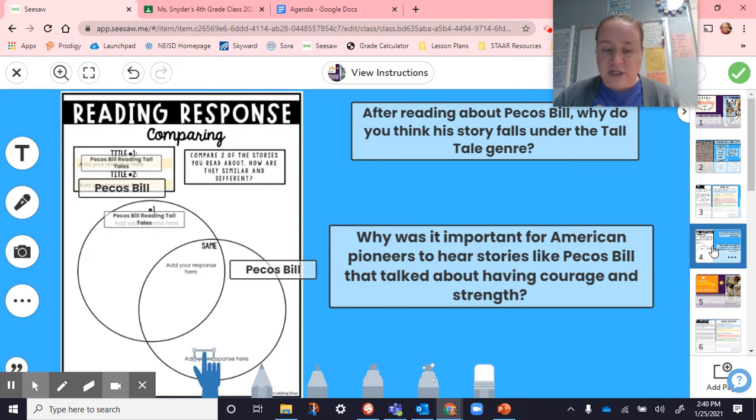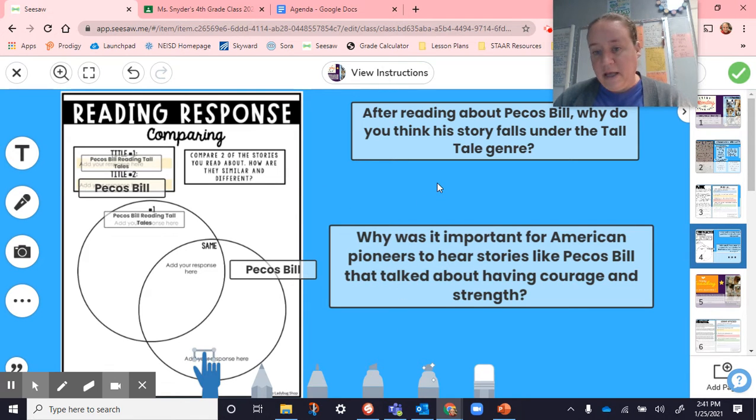Then you're going to come over to page 4, and your first title, your second title, you're going to compare them. You're going to talk about how the stories that you read are similar, what things they have in common. That goes in the middle. And then on the outsides, things that they have that are different.